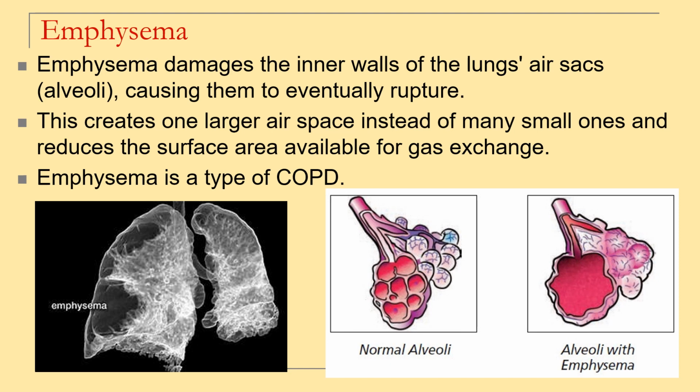Emphysema damages the walls of the alveoli specifically, and this creates just one big air space instead of a bunch of small ones. So a bunch of small ones give us more surface area because we can do gas exchange along the linings of all of these individual walls. So when we just have one big one, we don't have nearly as much surface area as we normally would. And so with emphysema, we practically destroy our alveoli, and that leaves us with big gaps and less gas exchange going on. And emphysema is a type of COPD.